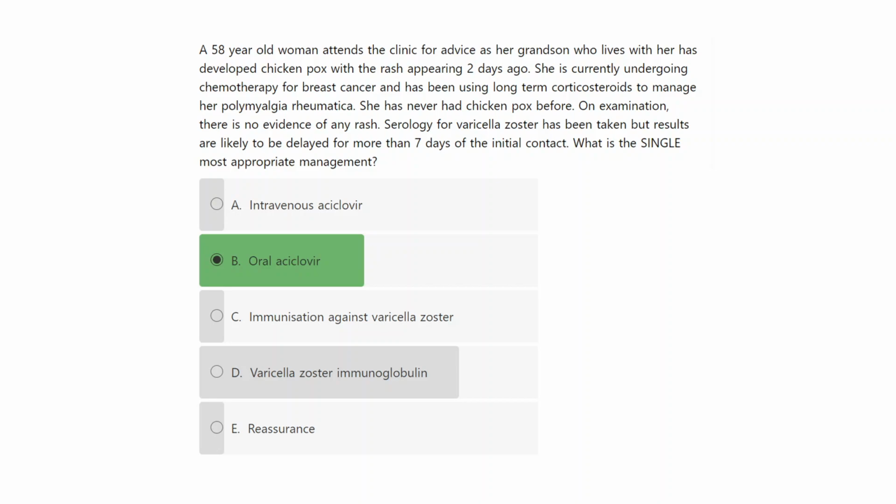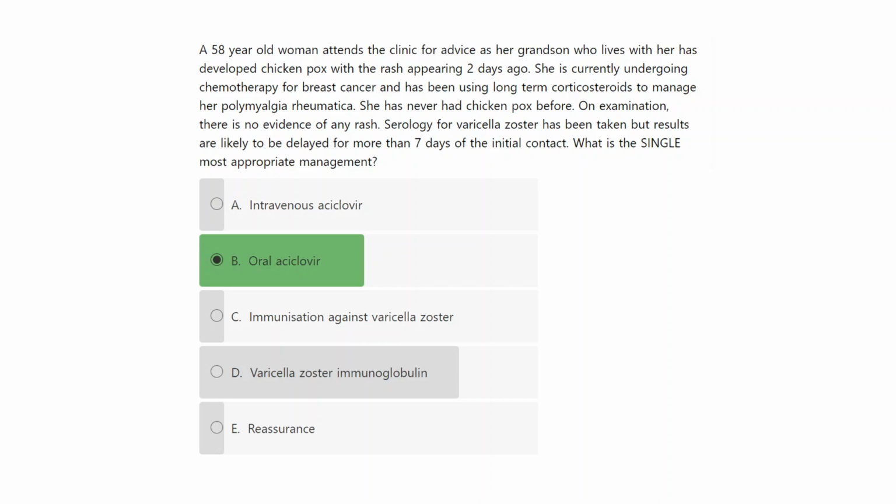A 58-year-old woman attends clinic for advice as her grandson, who she lives with, developed chickenpox. She is on chemo and on corticosteroid for polymyalgia rheumatica. She has never had chickenpox, no evidence of rash. So, varicella zoster test was done and the result is to be delayed.